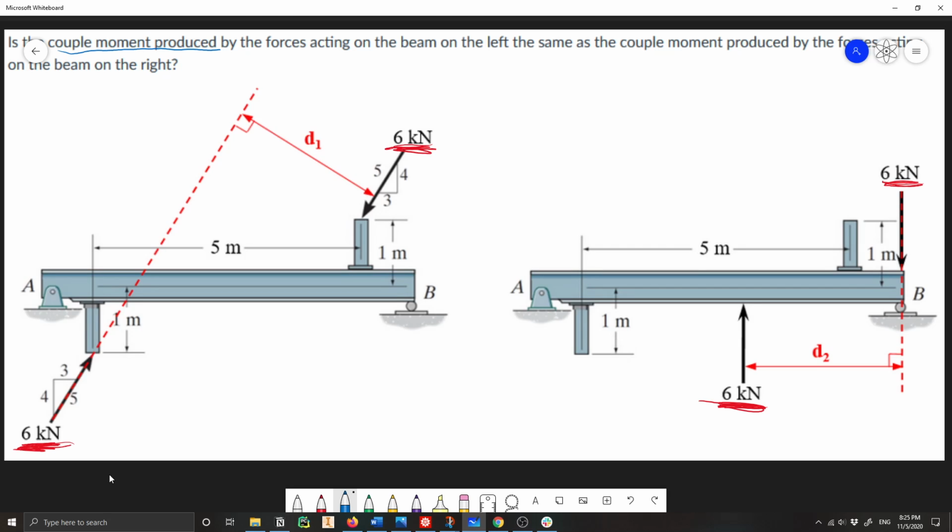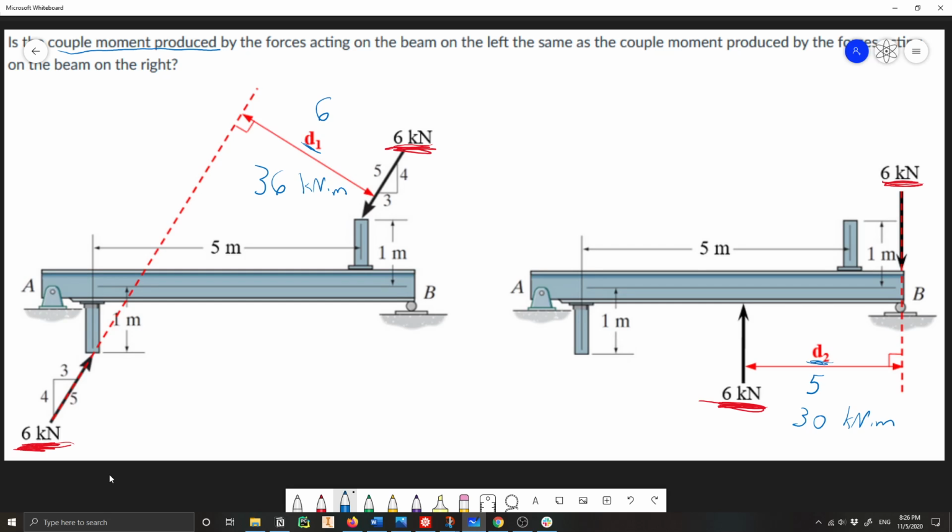Well, what if d1, this distance here, was larger than d2, right? Let's say that this is not 5 because we said it was larger. Let's say that this is 6, and let's say that this is 5. Well, then the couple moment here would be 6 times 6, which is 36, and this would be 6 times 5, which is 30 kilonewton meters. So this would obviously be larger.